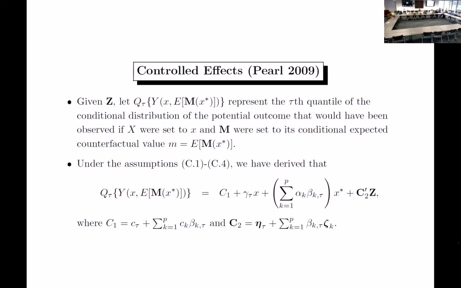Under this assumption, this is our derivation. So this is Q tau, and it can be written in this way. And this one actually is the indirect effect. And we have this intercept, which can be written in this way. And this C2 is the effect of the confounder on the tau quantile, which can be written in this way.